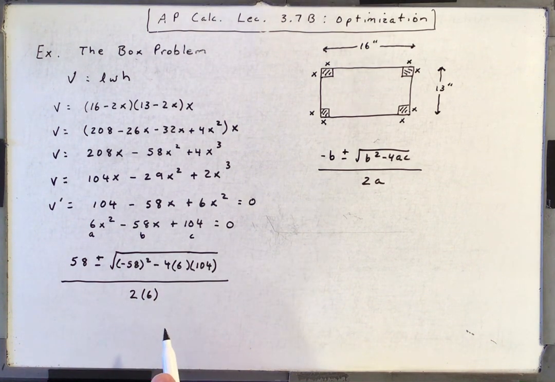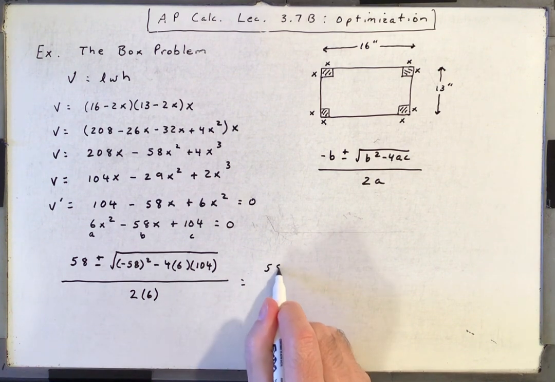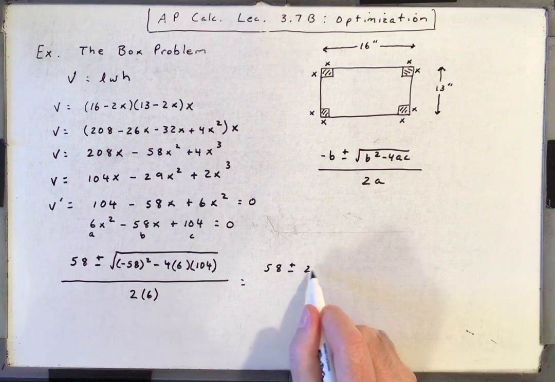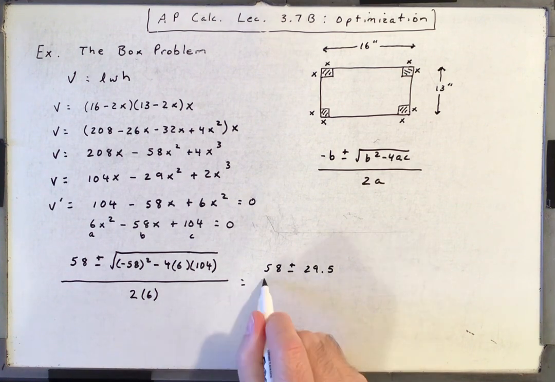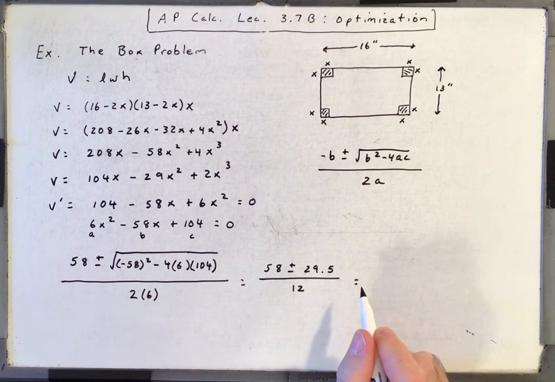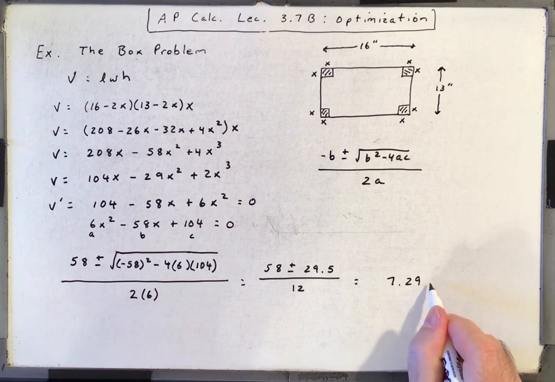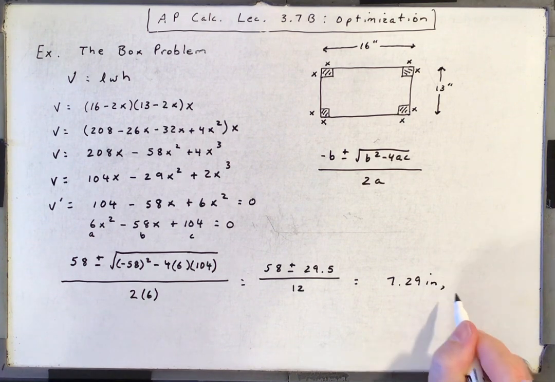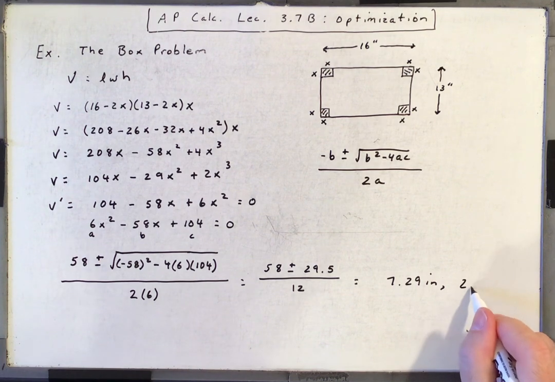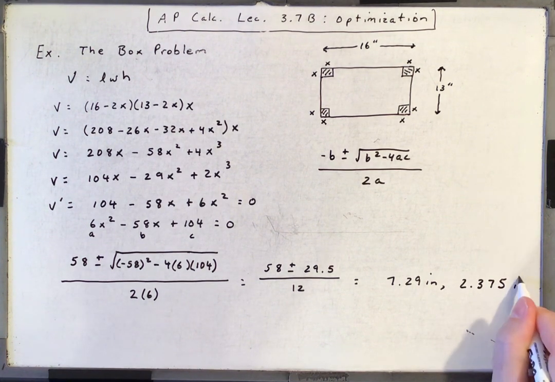Now, if you don't mess up in your calculator, I'll go ahead and tell you what this ends up being. 58 plus or minus 29.5 over 12. And the two answers that gives you would be 7.29 inches, and 2.375 inches. So which one do you pick?